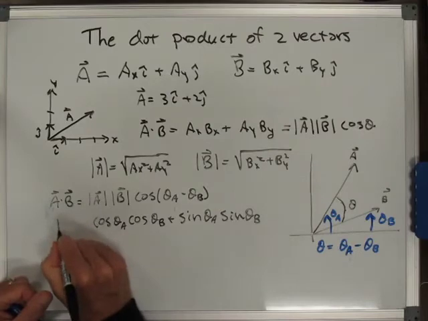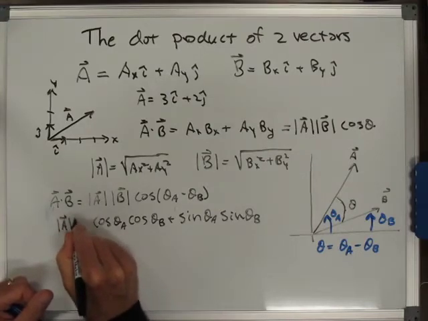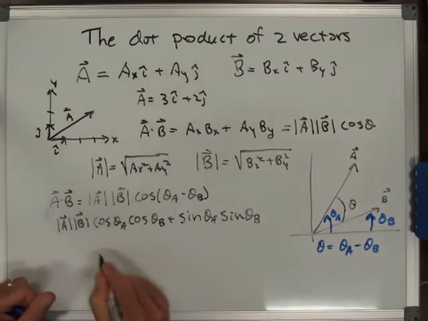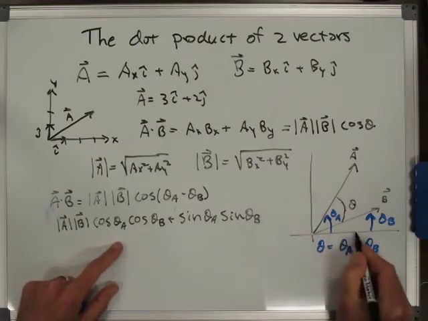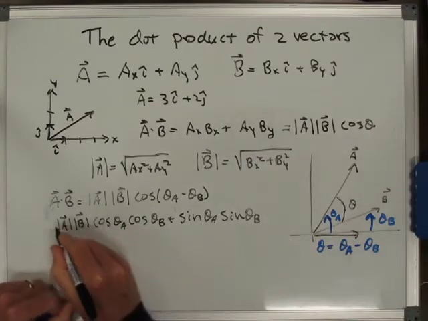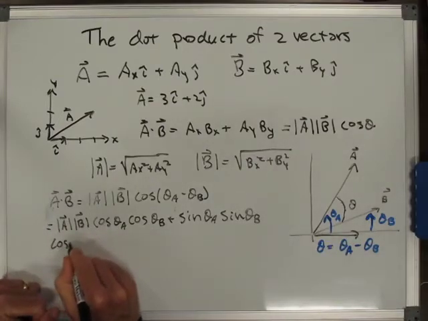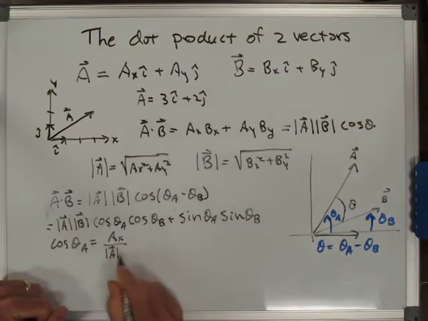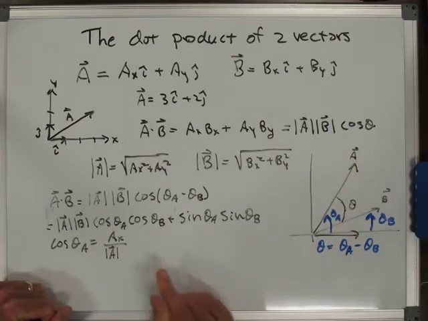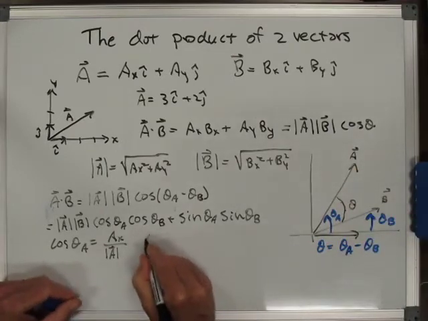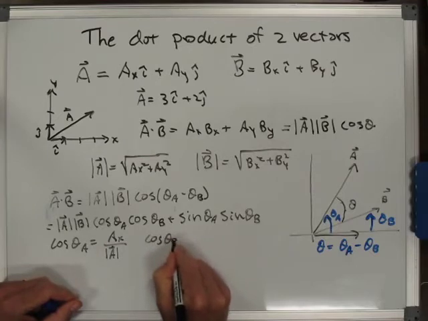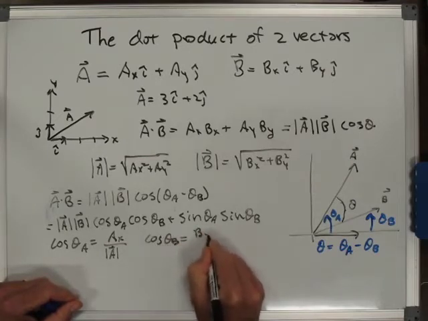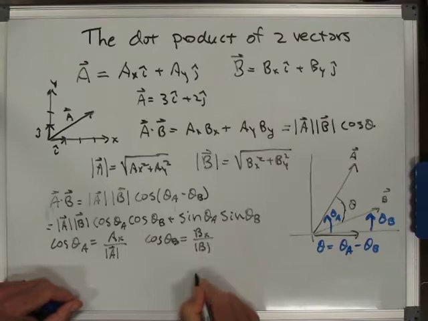Sorry, I have to get my A and B in here. Right, well, the cosine of theta A is just AX over the magnitude of A. Right, it's just adjacent over hypotenuse. Right, the cosine of theta B is equal to BX over the magnitude of B.